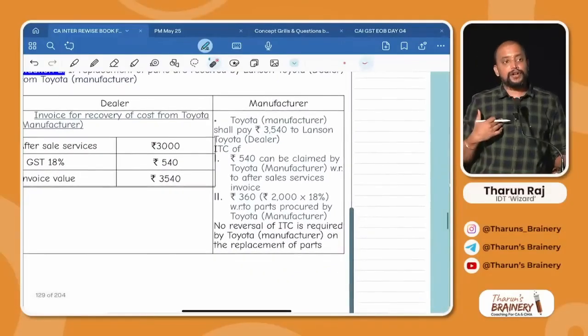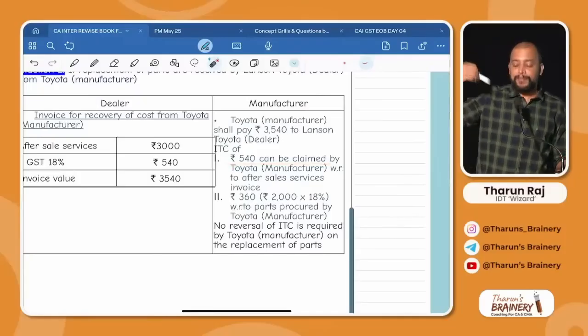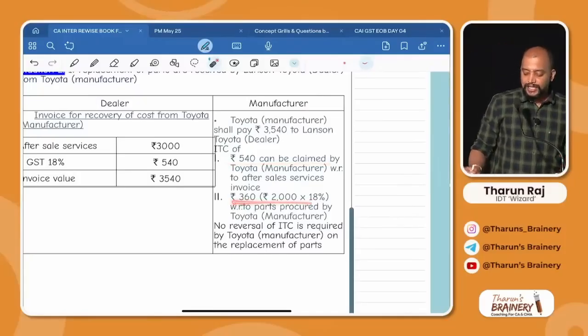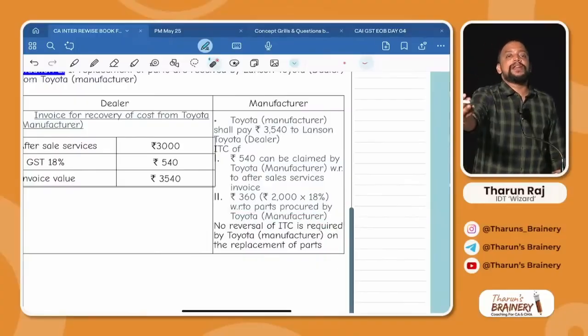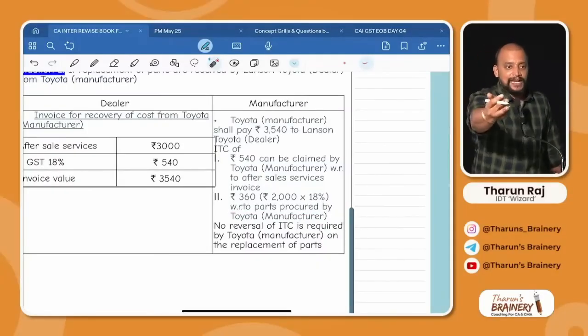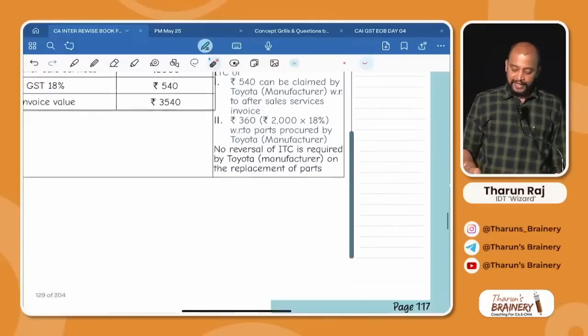As a manufacturer, what should I do? First I paid 3,540, that 540 I can take ITC, and I am buying the part, so I can take ITC on 360. I am not required to reverse ITC. Even though I am not replacing the part, you are replacing, even then I can enjoy the ITC. I don't have to reverse any ITC.